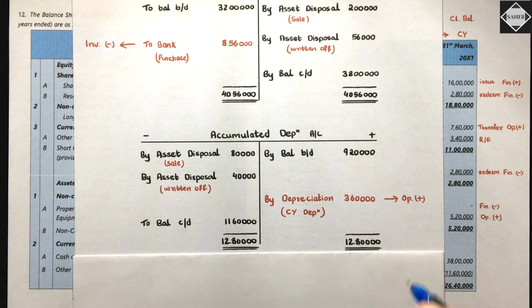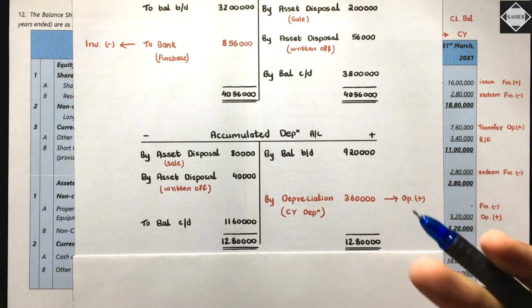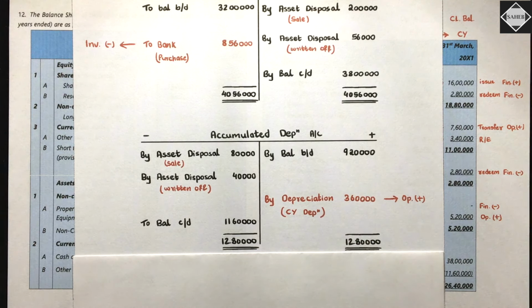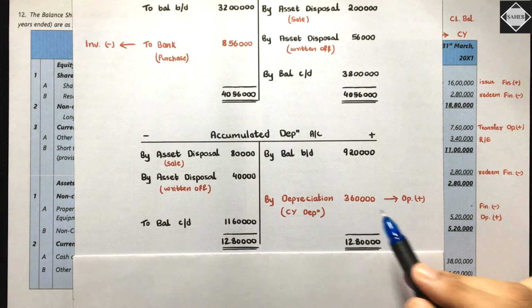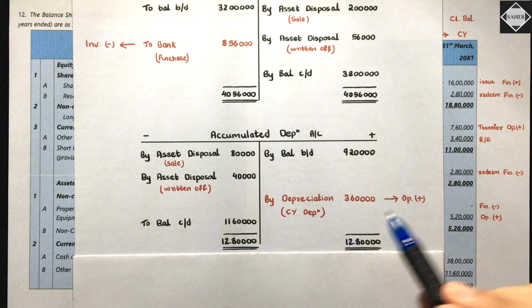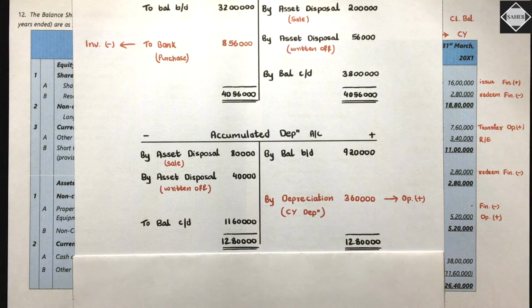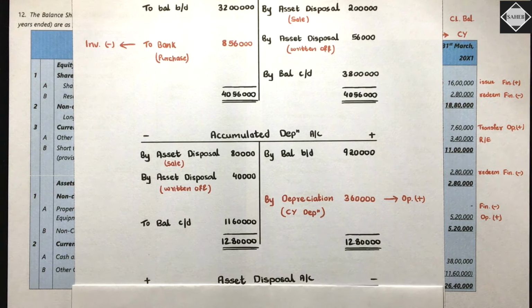Then you just balance this account. You will find this as a balancing figure. That's what actually happens, but here it's directly given. So what will happen to this current year depreciation? You all know we reverse that in the operating activity because it's a non-cash item. Is it clear? Okay. After that, we open the asset disposal account.